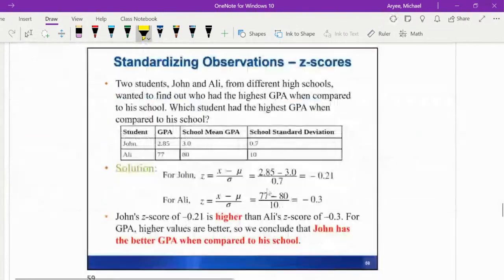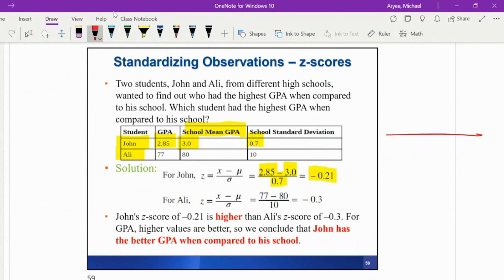Now let's look at another example, then I'll stop here. In this example, we are looking at John and Ali. We are looking at GPA because their schools have different GPA systems. In John's class, John has a GPA of 2 point something. The school mean is 0.3, the school standard deviation is 0.7. So this is what John scored.